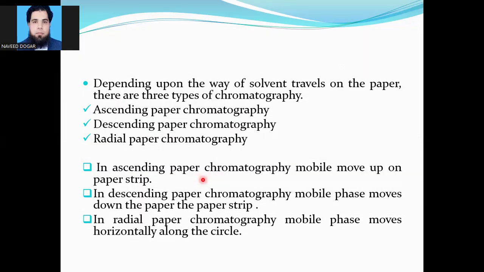In ascending paper chromatography, the mobile phase moves from down to up direction. In descending paper chromatography, the mobile phase moves from up to down direction. And in radial paper chromatography, the mobile phase moves horizontally along the circular paper. I will show you the diagrams of these three types of paper chromatography.